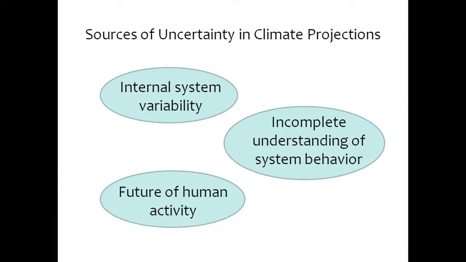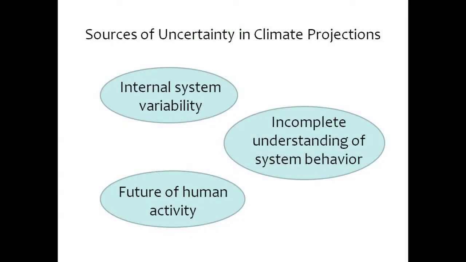The other source of uncertainty is our incomplete understanding of how our system behaves. We understand many of the parts. We don't always know, when they act together, what the outcomes will be. Often when we do know the physics, knowing exactly the best way to implement that knowledge in a climate model isn't always clear. The third source of uncertainty is the future of human activity.